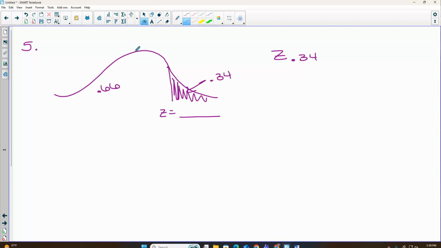So I'm looking inside the normal table. Everyone pull out your formula sheet. You are trying to find as close as you can get to 66%. On the Z? Yes. And so that looks like it's 0.41 because you get 0.6591. So that is our Z, 0.41.